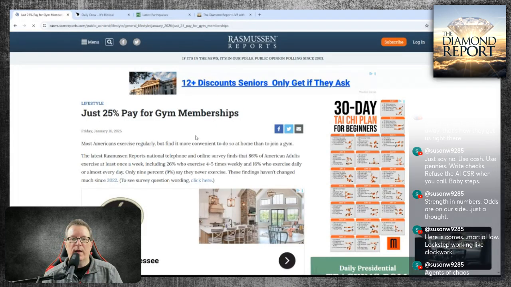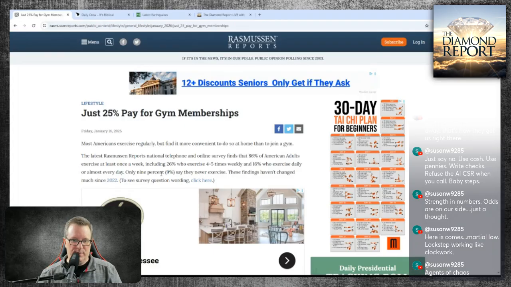And then there's this Rasmussen report. Just 25% of people pay for gym memberships. What about you guys? Did you guys make any New Year's resolutions to go to the gym and start working out and all that stuff? Most Americans exercise regularly. I sort of doubt that, but that's what this says. But find it more convenient to do so at home than to join a gym. Well, it is expensive, or it can be.